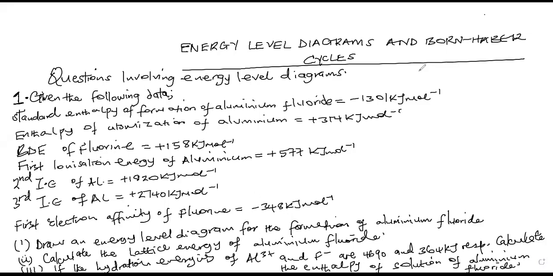Today we are going to look at energy level diagrams and Born-Haber cycles, and we are going to realize that all these help us get the lattice energies. For example, this energy level diagram can help us get the lattice energies, electron affinities, enthalpies of formation, etc. And for the Born-Haber cycle, we can as well get bond energies.